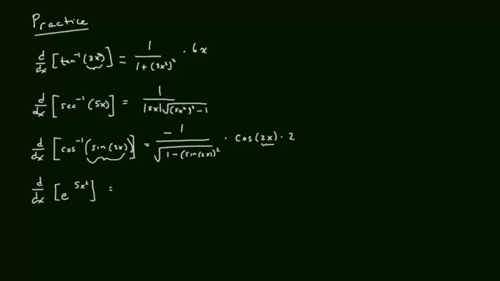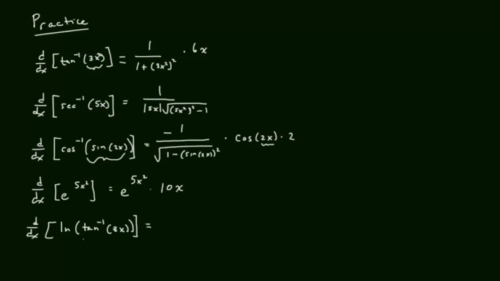Okay, how about the derivative with respect to x of e to the 5x squared? E to the stuff. So the derivative of e to the stuff is e to the stuff times the derivative of stuff. Simple. Next, the derivative with respect to x of the natural log of inverse tangent of 3x. Now, I know I'm moving quickly, so try your best. Press pause at the end of each one of these and see if you can figure them out.